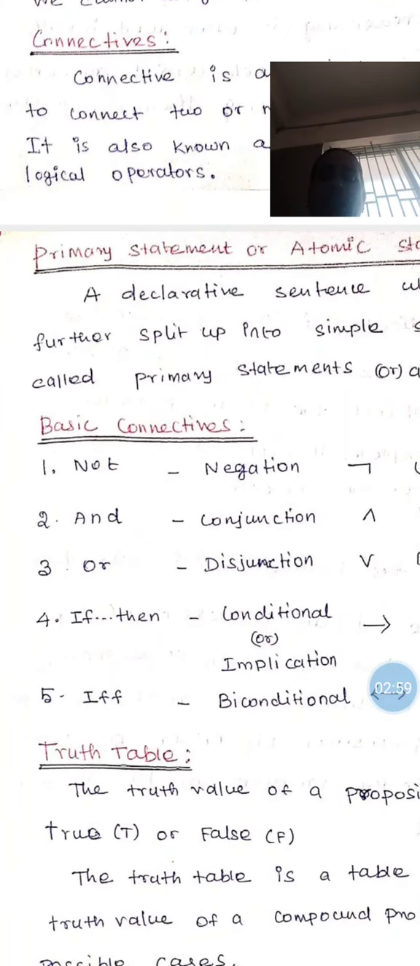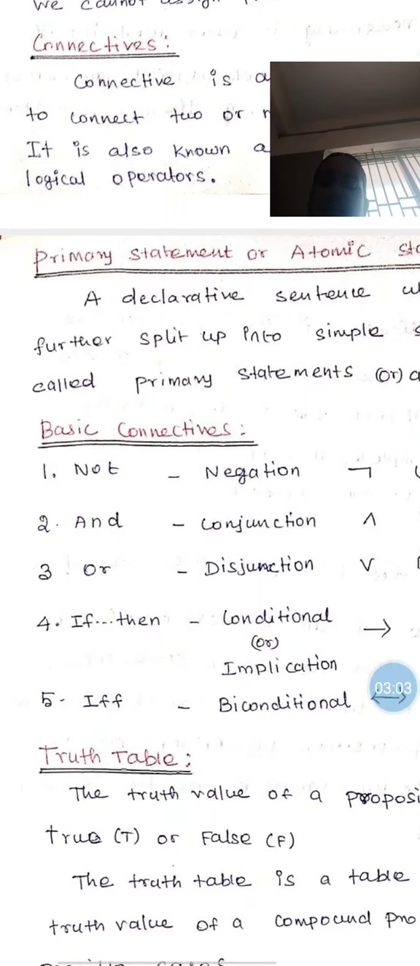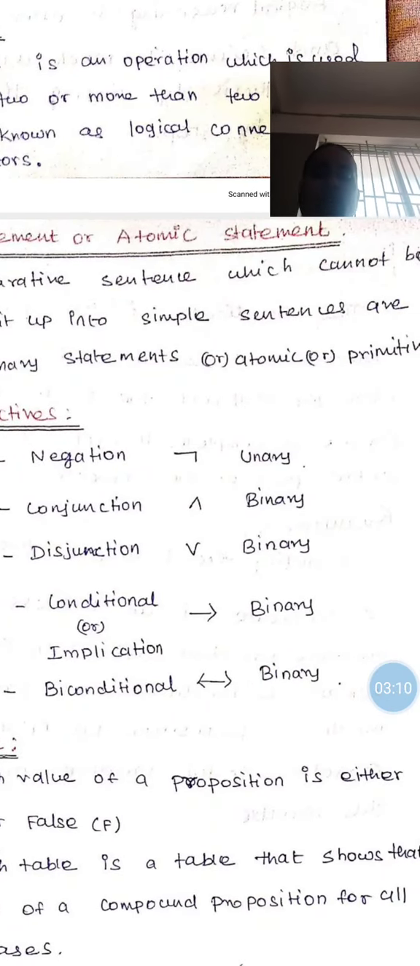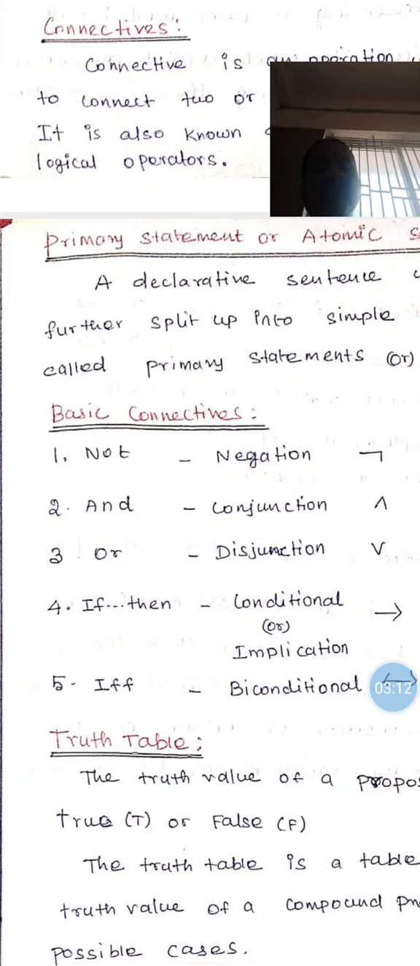Then if then is called a conditional statement or implication statement. Then the fifth one is if and only if, or biconditional. Biconditional is denoted by this symbol. These are the basic connectives in logic and proofs. That is five connectives: not, and, or, if then, if and only if. These are the basic connectives in logic.